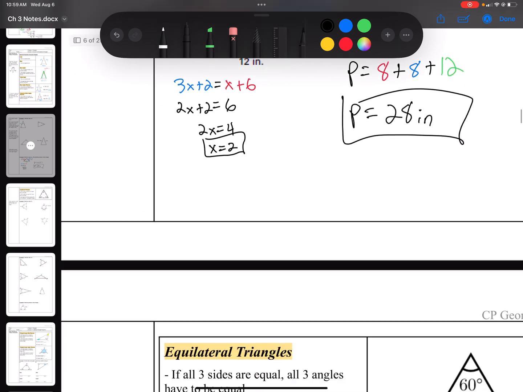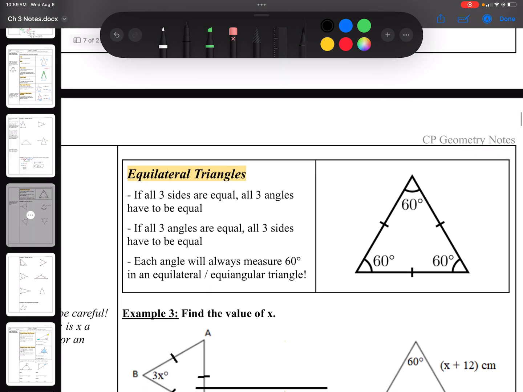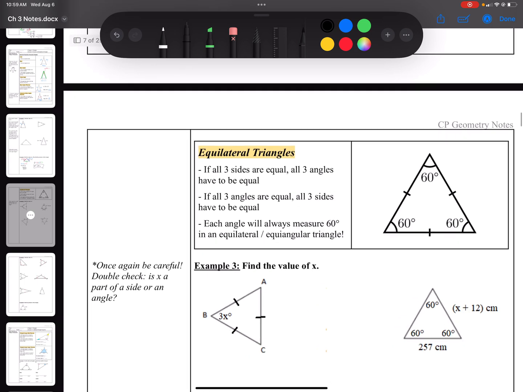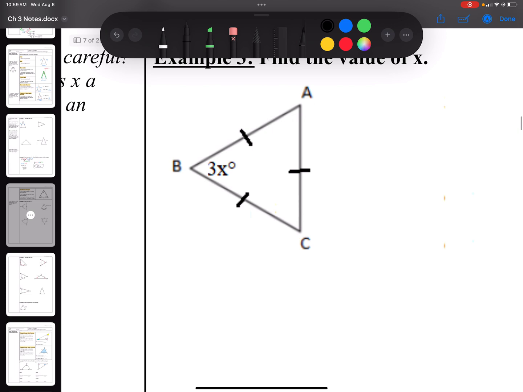Now, we did mention before that equilateral triangles are also equiangular. So we know if all 3 sides are equal, all 3 angles are equal. If all 3 angles are equal, all 3 sides are equal. And we also know that when that's the case, each angle has to be 60 degrees. It cannot be anything else. So let's find the value of x.